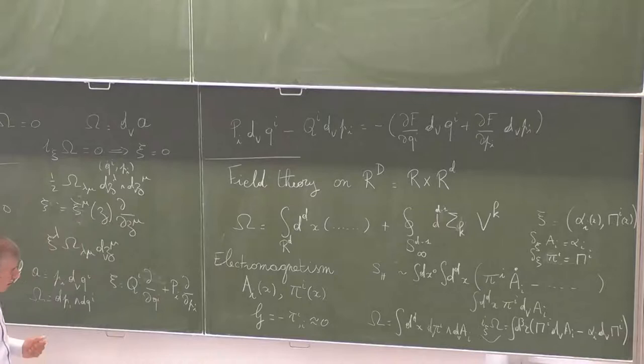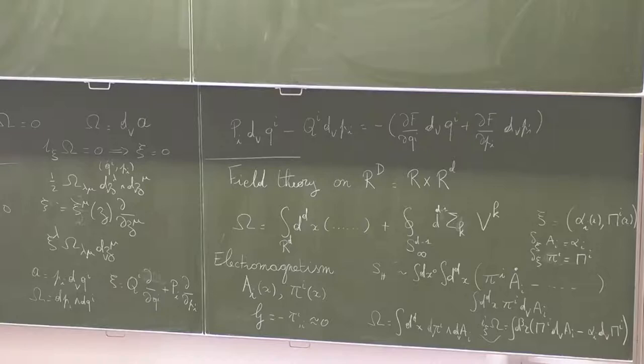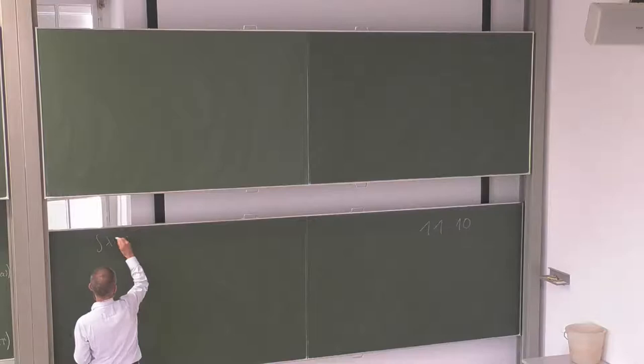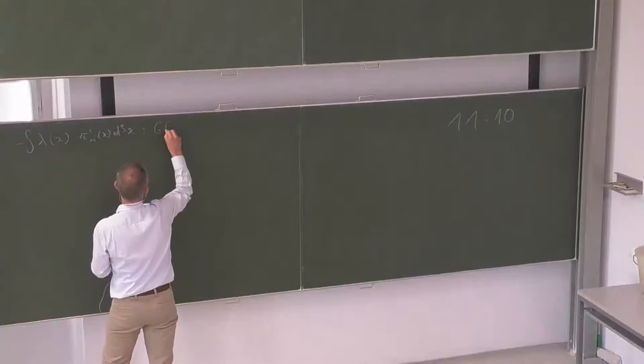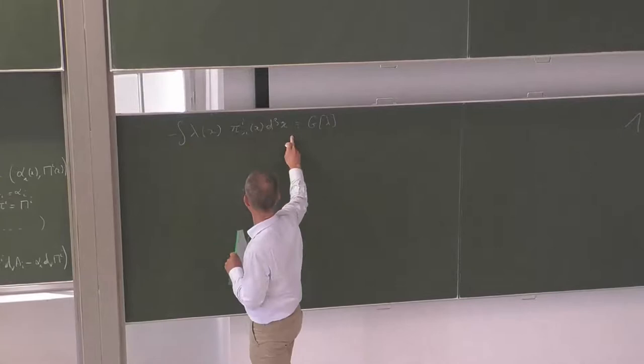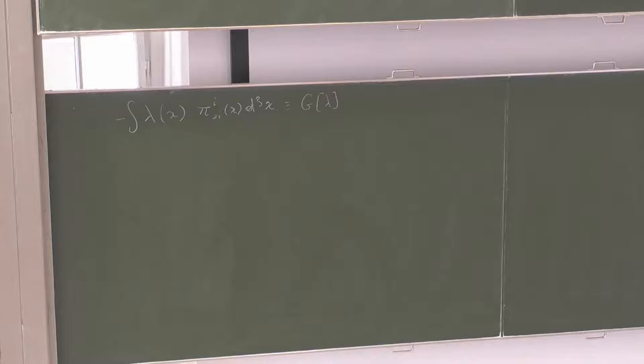So let's take the integral of an arbitrary function lambda of x times the constraint. So that would be some functional of the field. That's a phase-space function that depends on lambda. I take lambda and I would like to ask the question: what is the xi corresponding to it? According to Dirac, I should get a gauge transformation.